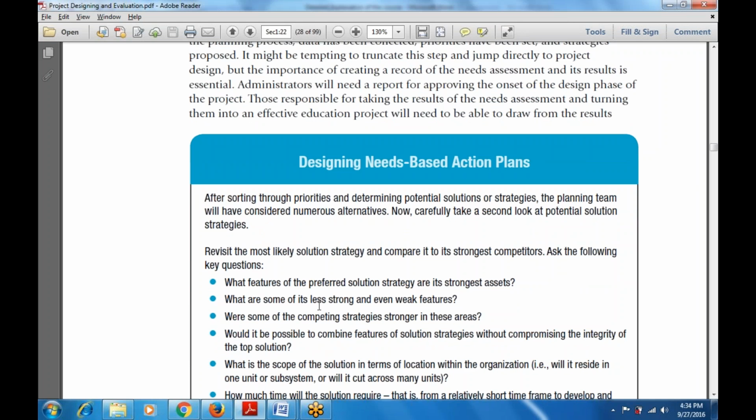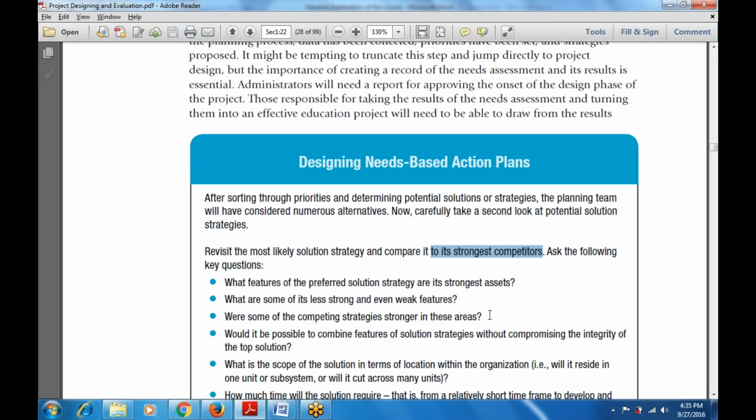So after sorting through the priorities and determining the potential solutions or strategies, the planning team will have considered numerous alternatives. Now there is a second look at the potential solution strategies. What are the various solution strategies and how do they compare with the strongest competitors? What are the key questions that are analyzed here?